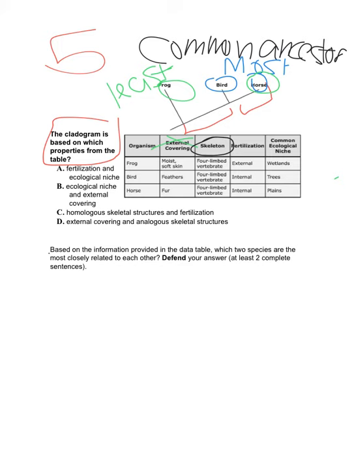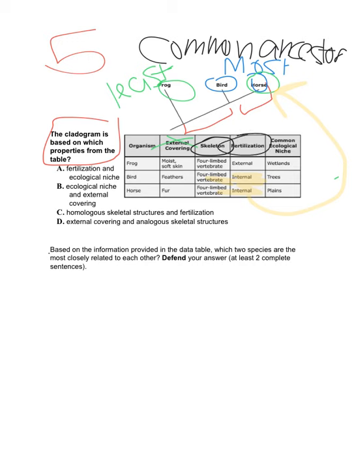Let's look at the fertilization. We have the frog is external, and the bird and the horse are internal. Let me highlight that. So that is saying here, the bird and the horse is most related. If we go back up here, doesn't that support the cladogram of the bird and the horse most related? And then the frog and the horse are the least related. So that looks promising right there. We could use that to make this picture above.